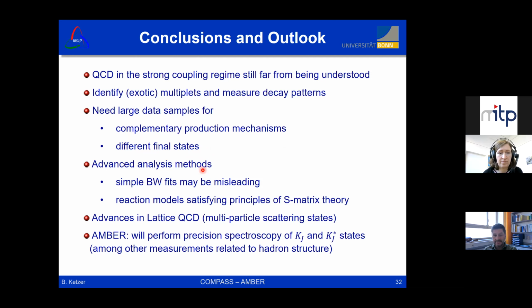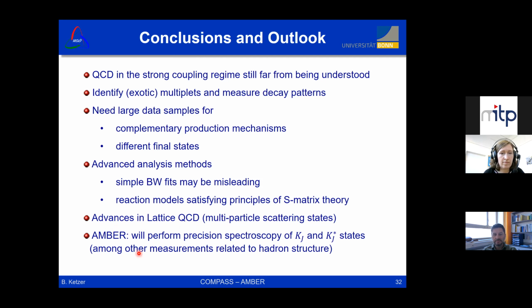We need advanced analysis methods, because as we've seen with the a1(1420), and that's why I just reminded you of that, simple Breit-Wigner fits may be misleading, and we need reaction models satisfying the principles of S-matrix theory. But then I think it is very timely, because there are advances in lattice QCD, which are basically going in parallel with the data, and actually the techniques that are needed to analyze lattice data are very similar to the ones that the experiments do.